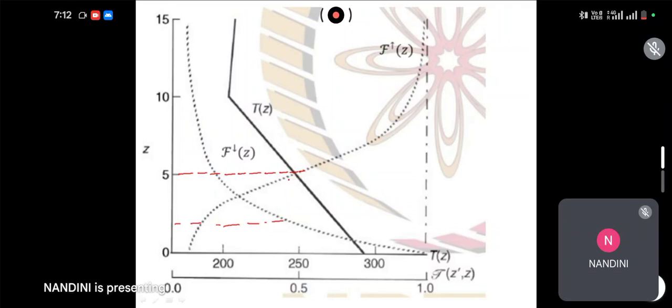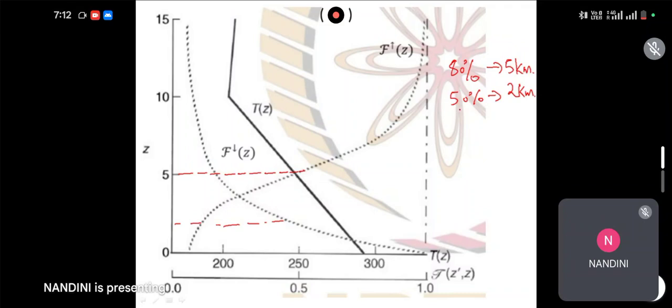And 80% of the downward infrared radiation originates below 5 kilometers. Whereas in the case of infrared radiation near the surface, it has a very steep curve. So almost 80% of the downward infrared radiation originates below 5 kilometers, and 50% is emitted below 2 kilometers from the surface, where the temperature is about 275 Kelvin. The downward emission originates in the lower troposphere.